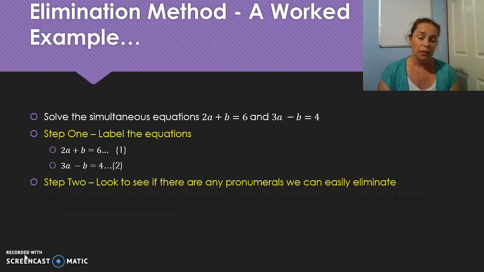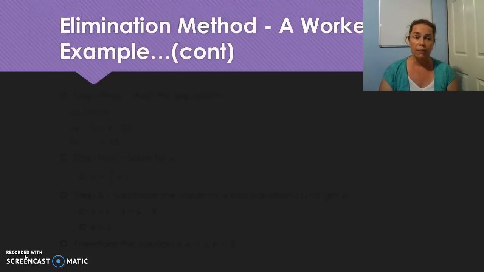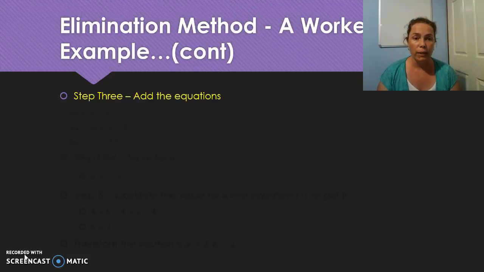Now, with the elimination method, step 2 is to look to see if there are any pronumerals that we can easily eliminate. And what we do to eliminate is to add or subtract the equations together. So in this instance, you can see that we've got a plus b in our first equation and a minus b in our second equation. So if we were to add these two equations together, we would actually eliminate b altogether. So let's do that. So we're going to add the equations.